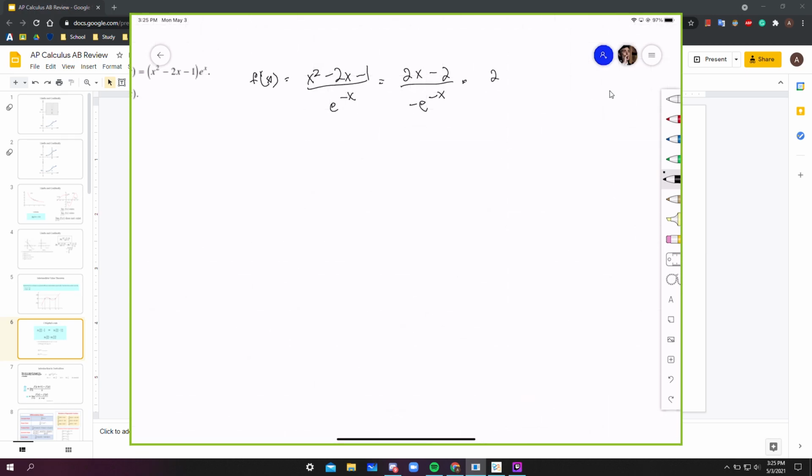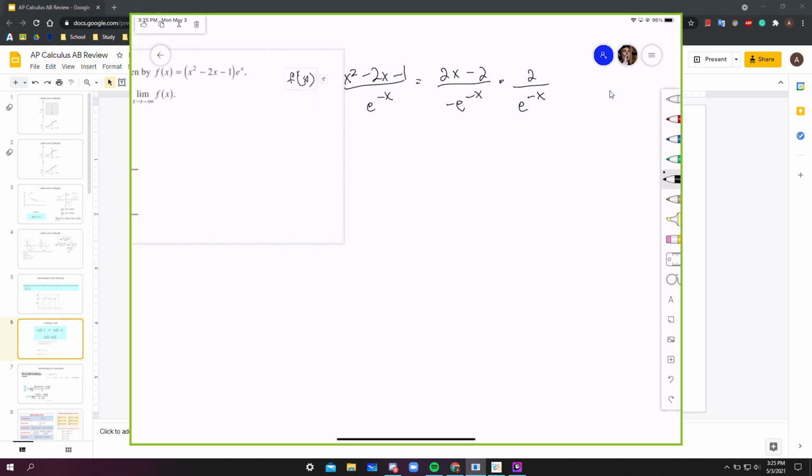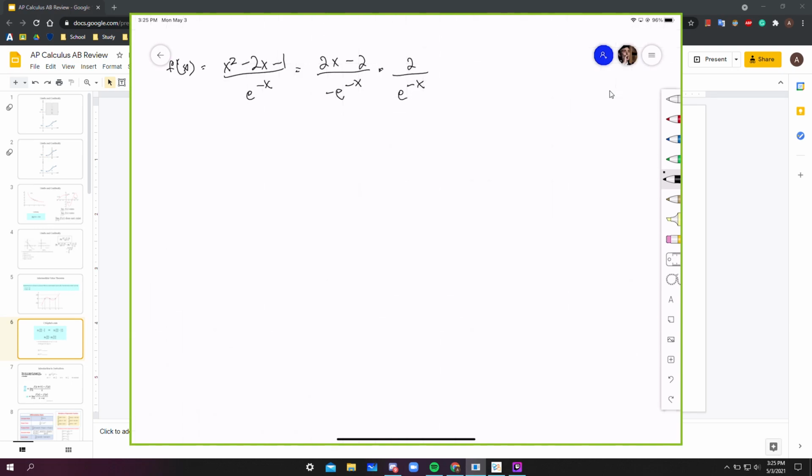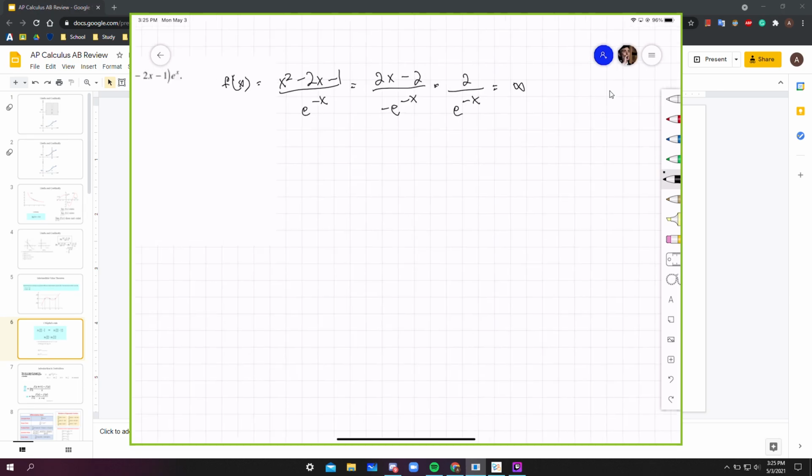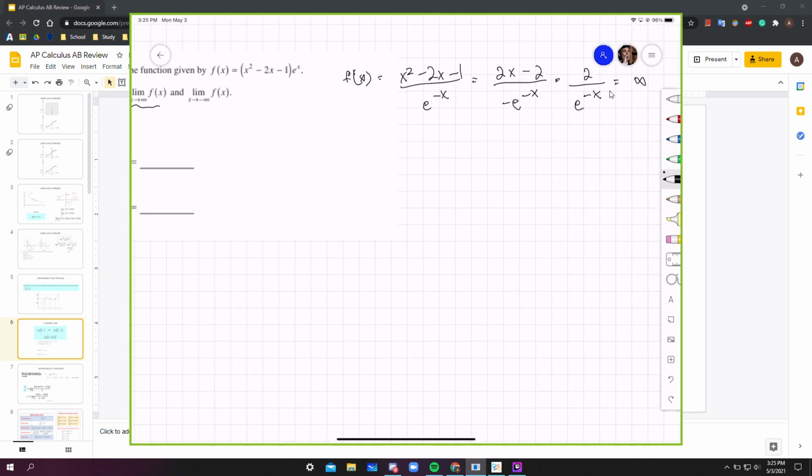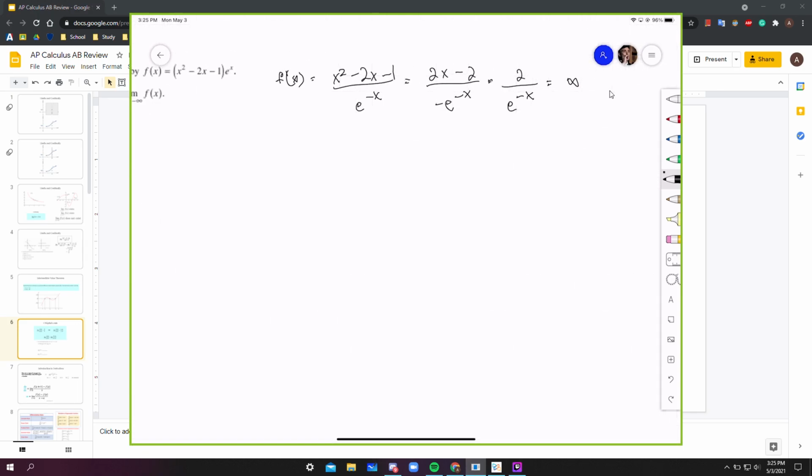So you can do 2 over e to the negative x. If you plug in infinity, it's 2 over 0. And when the denominator is infinitely small, 2 over 0 approaches infinity. So that's positive infinity. Negative infinity is the same thing.